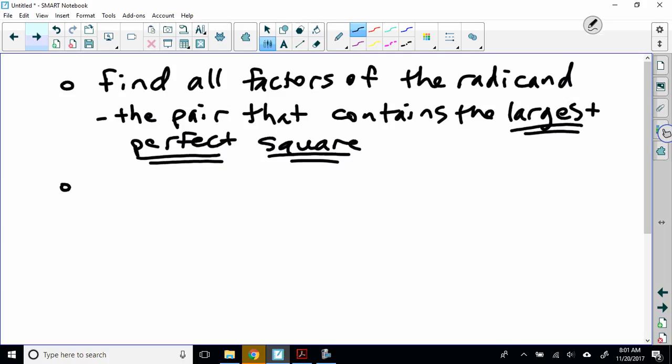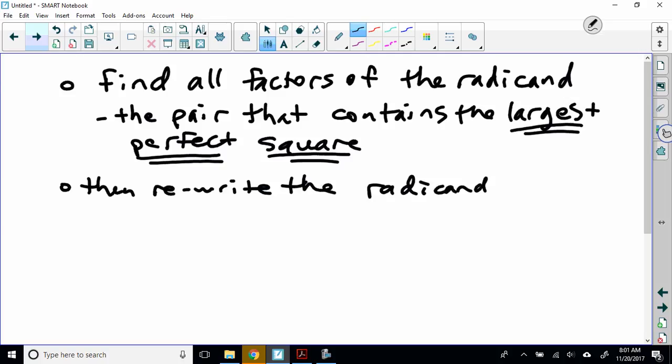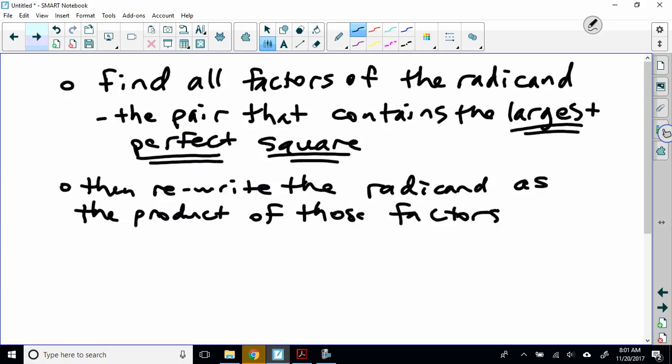The next thing you want to do is rewrite the radicand as the product of those factors. So then you're going to rewrite the radicand as the product of those factors.